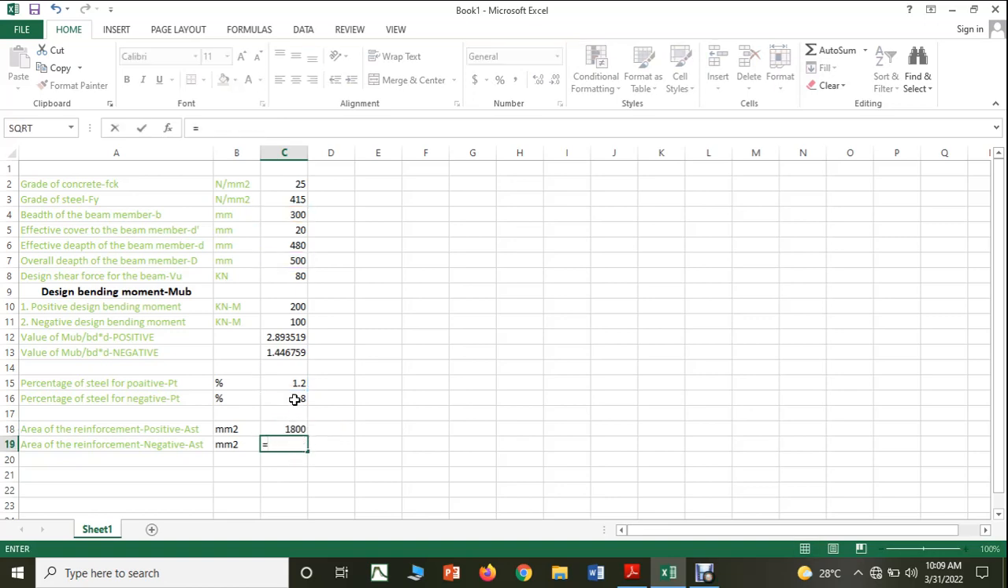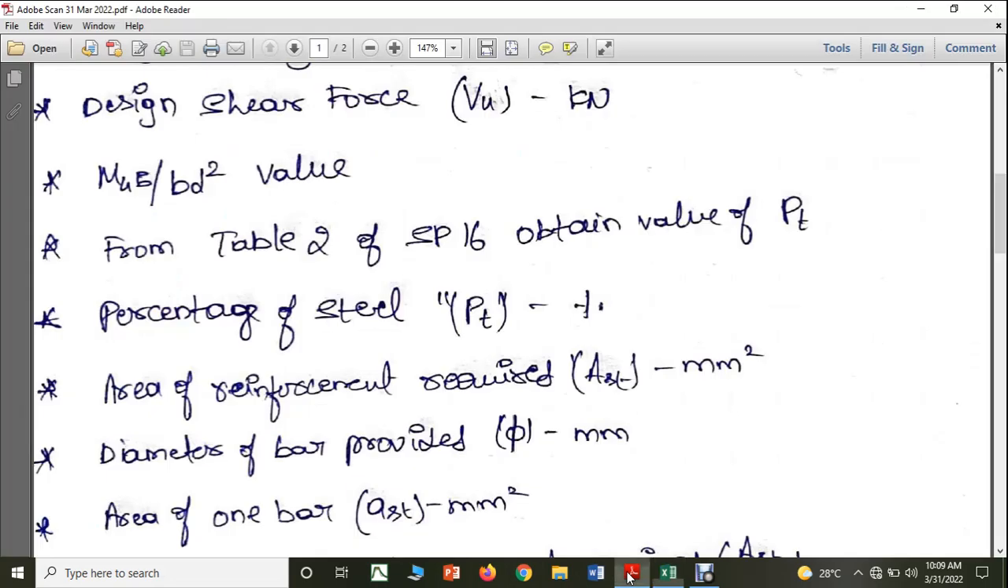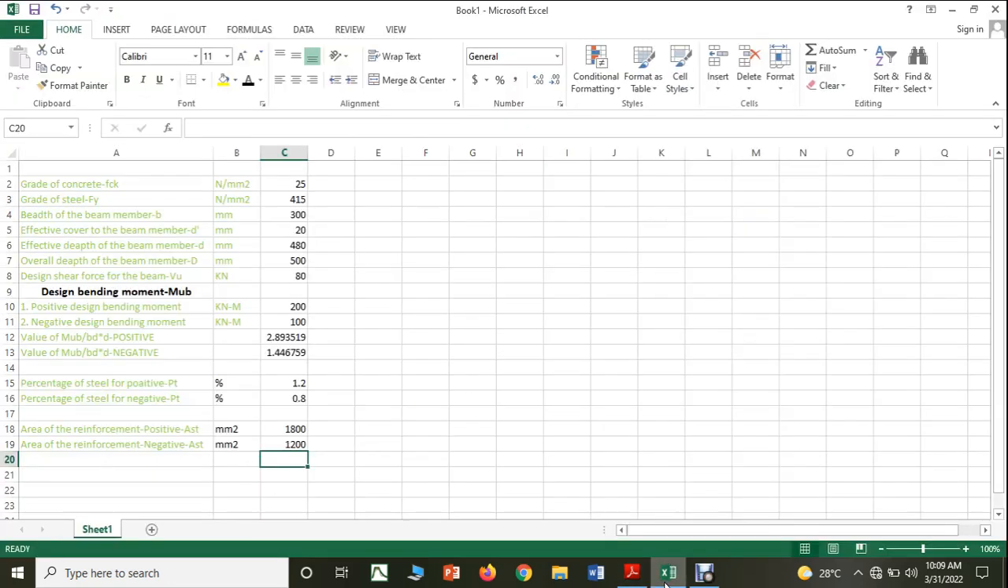Similarly, this will be 0.8 by 100 into B into D, right? So that will be the area of reinforcement, positive and negative. Once you get the area, you are supposed to decide the diameter that you are going to provide, whether you will provide the same reinforcement for both positive and negative moments or different. For this, let us assume both as the same.